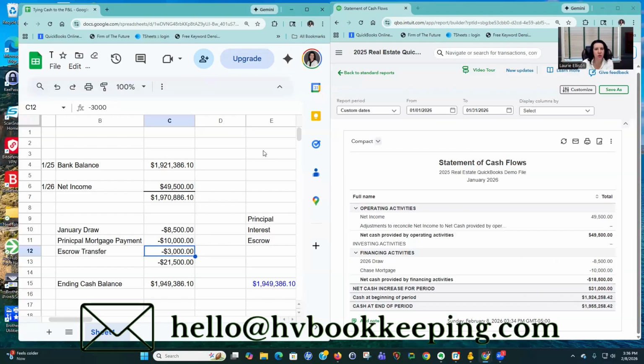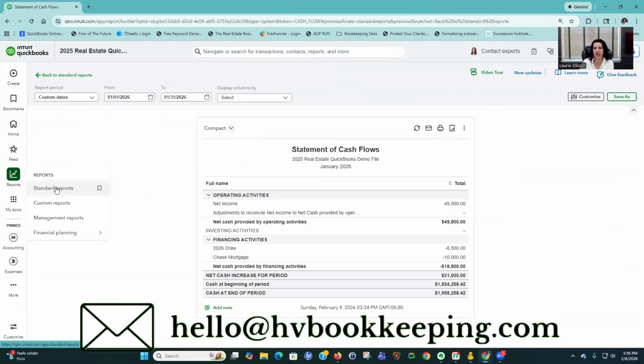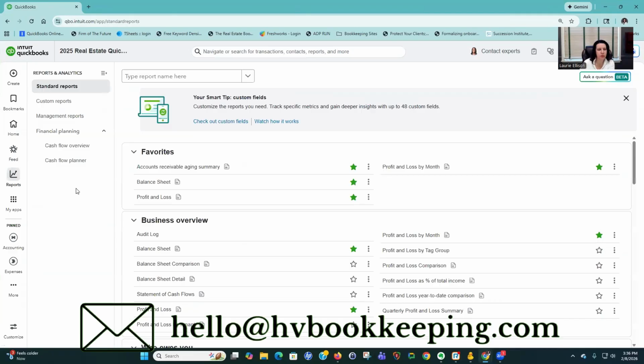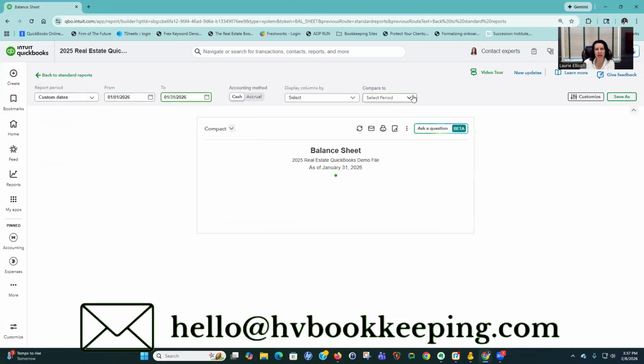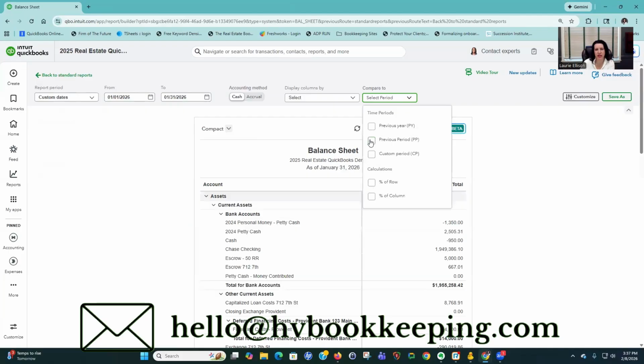So I'll show you one thing you can do. Let me just move this over here and bigger to understand any other changes. You could run a balance sheet comparison. So I would do 1/1 to 1/31, and I would compare it to the previous period, and I would put in a dollar change.